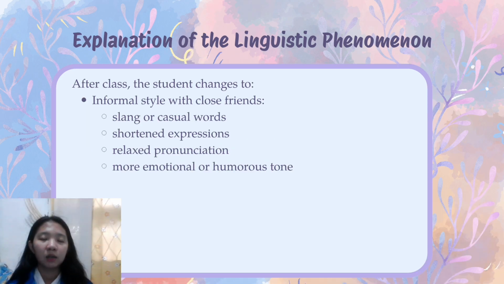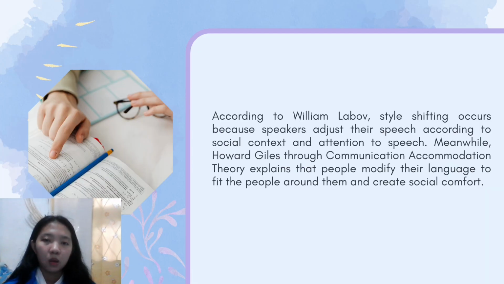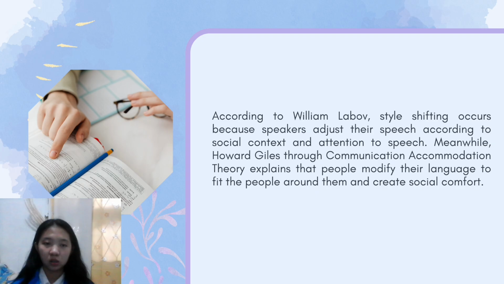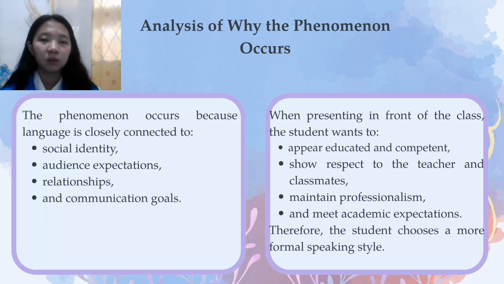Explanation of the linguistic phenomenon. After class, the student changes to an informal style with close friends, using slang or casual words, shortened expressions, relaxed pronunciation, and a more emotional or humorous tone. According to William Labov, style shifting occurs because speakers adjust their speech according to social context and attention to speech. Meanwhile, Howard Giles, through communication accommodation theory, explains that people modify their language to fit the people around them and create social comfort.